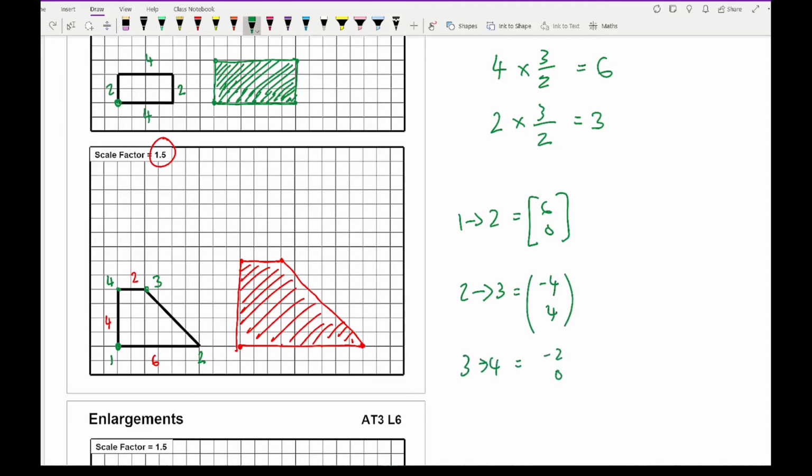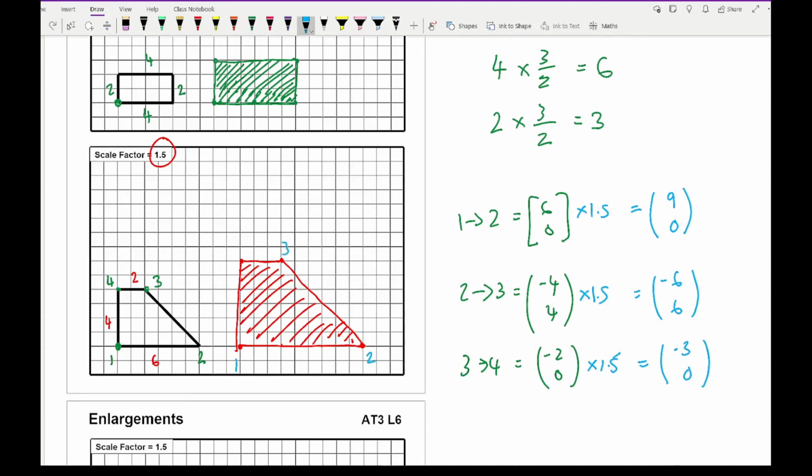is minus 2, 0. So again, all I then need to do is multiply each of these by 1.5, or just divide by 2 times by 3. So that's going to be 6 divided by 2 is 3 times 3 is 9. So that's 9, 0. This is going to be minus 6, 6. And then we've got 2 divided by 2, which is 1, times 3 is minus 3, 0. Again, following those instructions will give you the correct dimensions of what you need. So I've got 1, 2, 3, and 4. And then just connect 4 and 1 together. I don't need to do 4 to 1 because it's unnecessary.